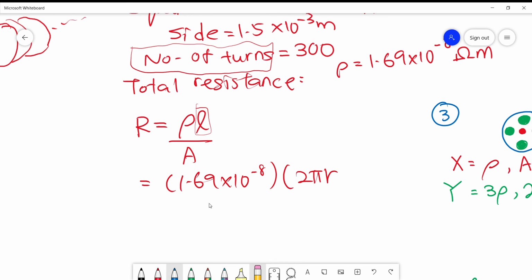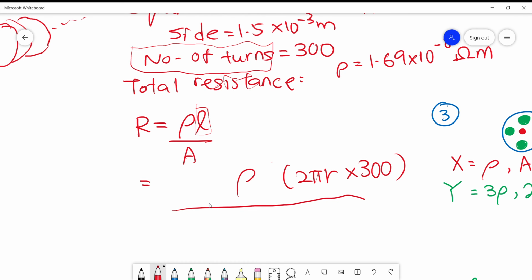If we wish to find the total resistance, the 2 pi r should be multiplied by 300. This 300 is the 300 turns, times the 2 pi r. I should erase this first, so I remain this one as rho.